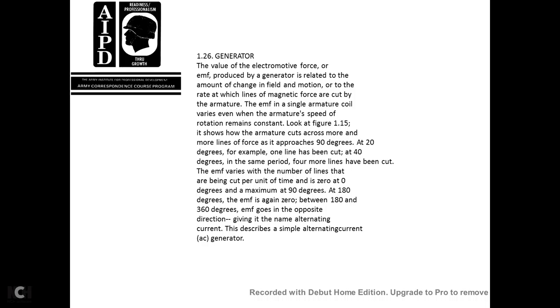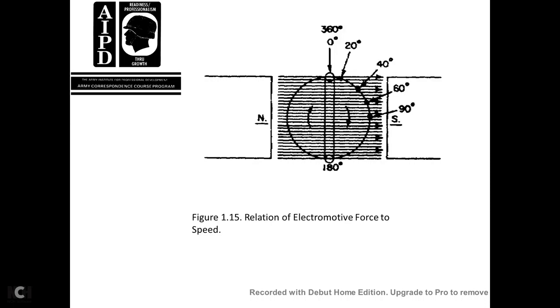At 20 degrees, for example, one line has been cut. At 40 degrees, in the same period, four more lines have been cut, and the EMF varies with the number of lines cut per unit of time. At 0 degrees, the EMF is 0; at 90 degrees, it is maximum. At 180 degrees, the EMF is again 0. Between 180 and 360 degrees, the EMF is in the opposite direction, and this is given the name alternating current, which describes a simple alternating current, or AC, generator. Figure 115 shows the relationship of electromotive force and position, negative and positive, north and south, at 0 to 20 degrees, 40 to 60, 90 degrees, and 180 degrees.